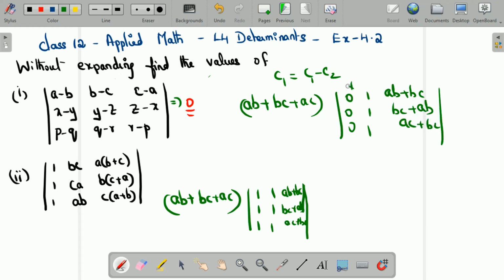So now one column has become 0. So the entire determinant's value is actually 0. So 0 into anything is still 0. So this determinant's value is also equal to 0.